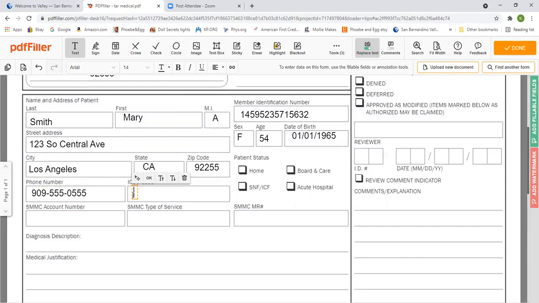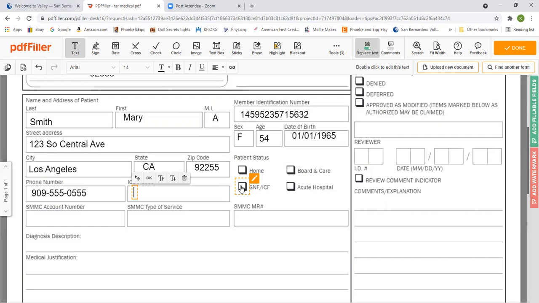Now, the patient status is basically, where is the patient right now? Are they home? Or are they at a board and care facility, which is where they would be if they're unable to take care of themselves as far as cooking and shopping and all of that. An acute hospital is if they're an inpatient in a hospital right now. SNF, ICF is a skilled nursing facility or an intensive care facility. And those are for patients who basically can't do anything for themselves.